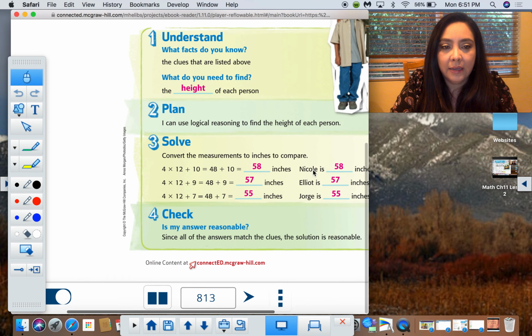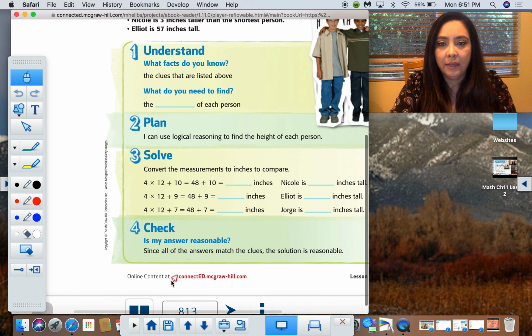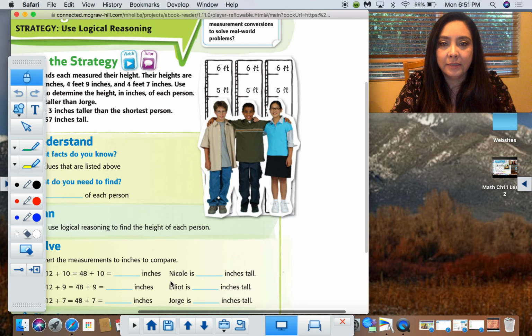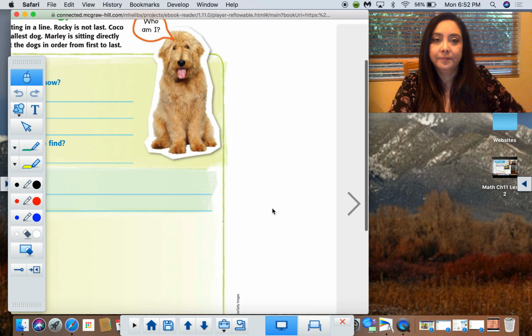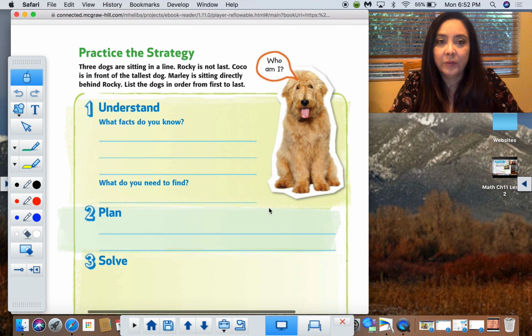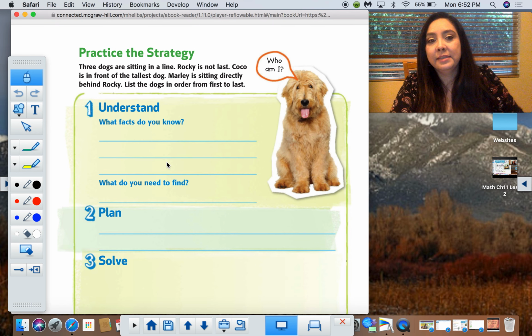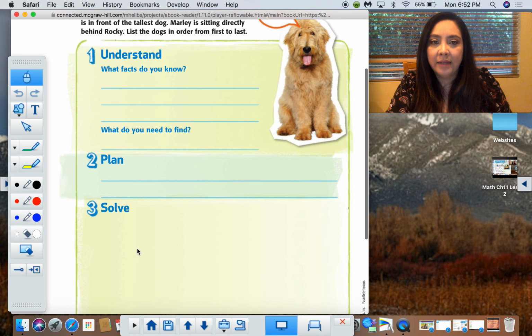Let's go ahead and erase the answers, and we will move on to the next page. We're going to do another word problem using the same strategy. We're going to understand what the problem is telling us. We're going to plan, then we're going to solve, and then we will check our answer to see if it's correct.